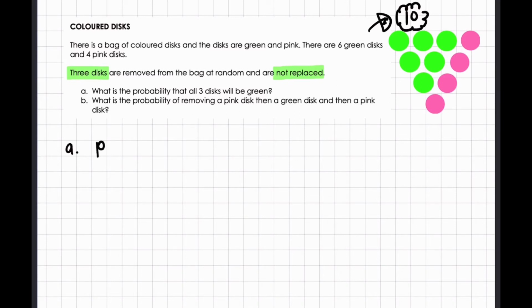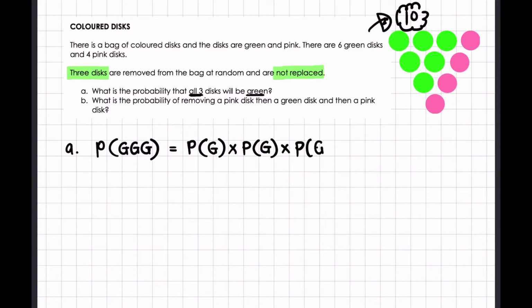So 3 discs are removed from the bag. What is the probability that all 3 discs are green? That means, what is the probability of green, followed by green, followed by green? So it will be the probability of the disc being green, multiplied with the probability of the disc being green a second time, multiplied with the probability of the disc being green a third time.